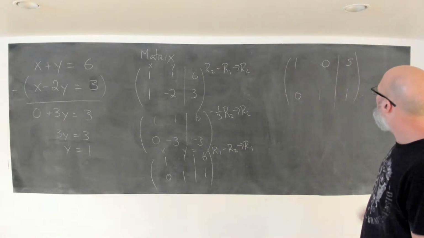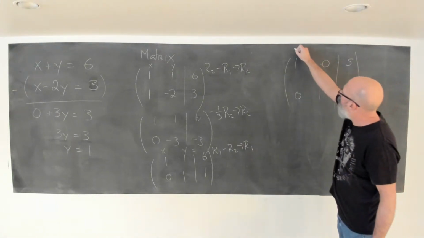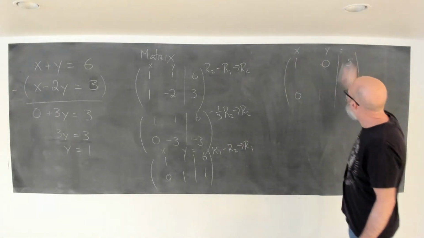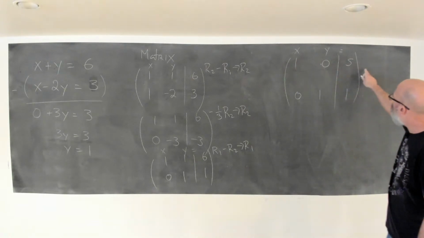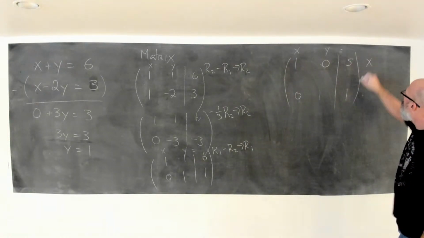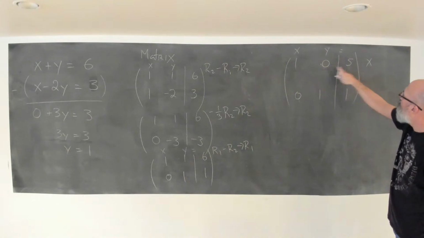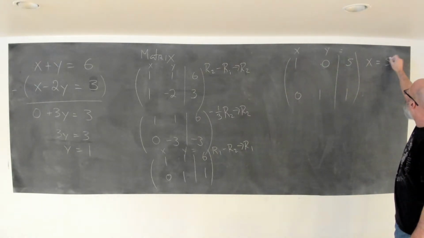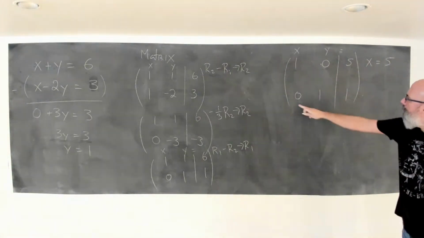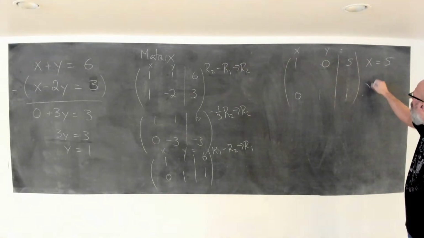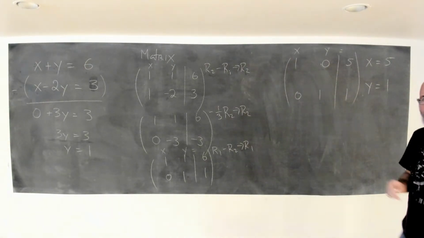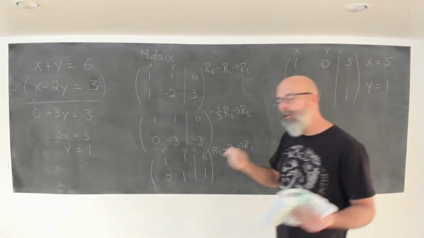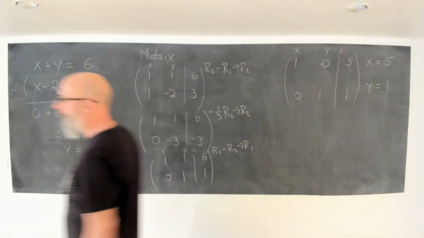If we take a step back, again, remembering that this is x, y, and equals. This first row is telling us that 1x plus 0y is equal to 5, or x is equal to 5. The second row is telling us y equals 1. Exactly the solution we had found originally.